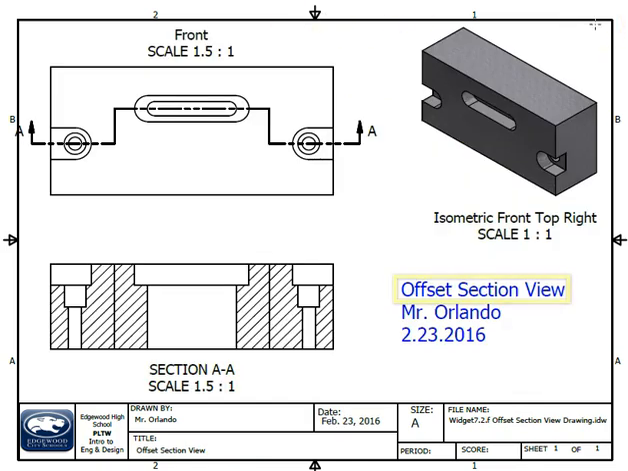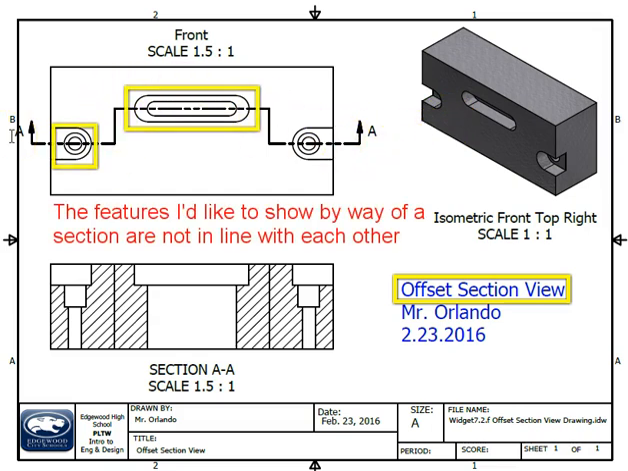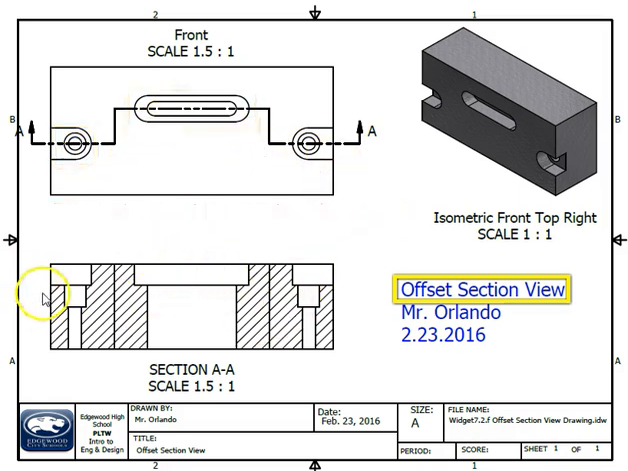Another type is an offset. Sometimes your cutting plane, to make one straight cut, wouldn't go right through the center of the features. Often we want to go through the center of a feature to help show the inside and understand what that feature is. And so here we have some holes and some material that's been removed from the part, but they're not all three in line with each other.